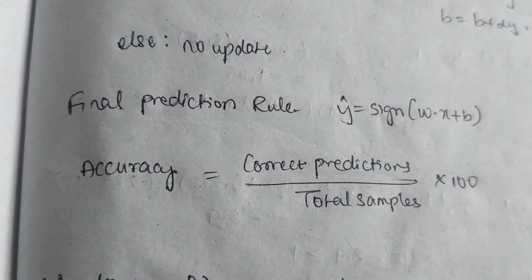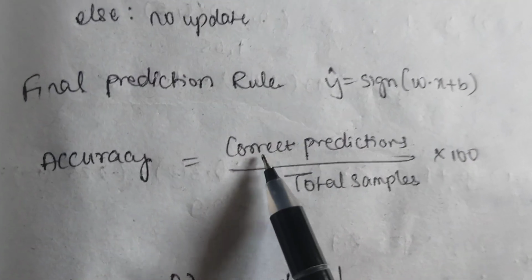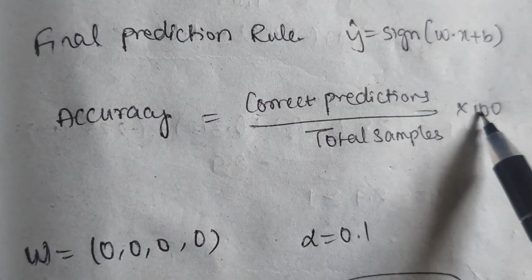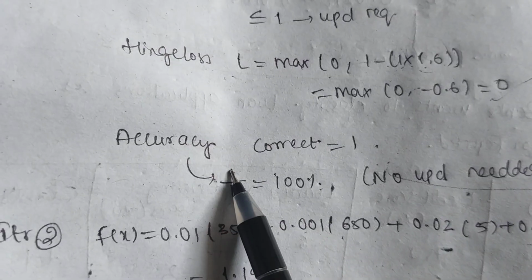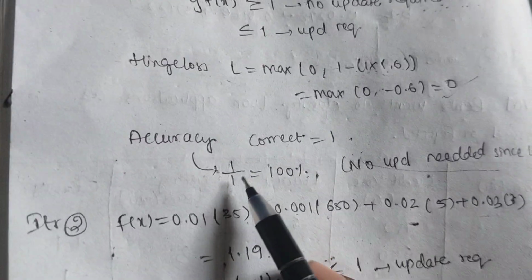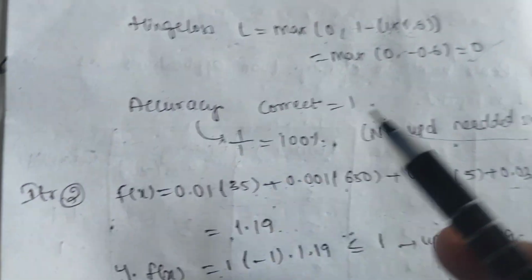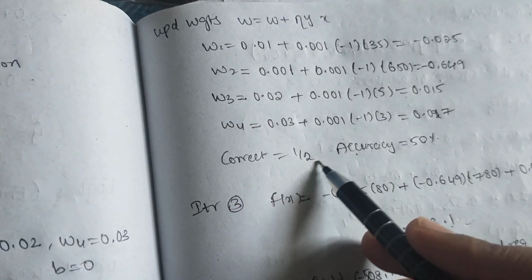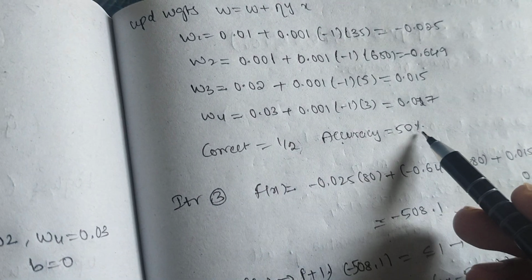So in that question we have found the accuracy. You might be thinking, how did we find the accuracy? We find the accuracy using correct predictions upon total samples times 100. In this case, the correct predictions were 1 because the first one was a correct prediction, and total samples were also 1 at that time. So 1 by 1 equals 100%. Here in the second iteration, the prediction was wrong, so that's why we updated. The correct prediction was 1 and till now we have gone through 2 samples. So 1 by 2 times 100 gives 50% accuracy.